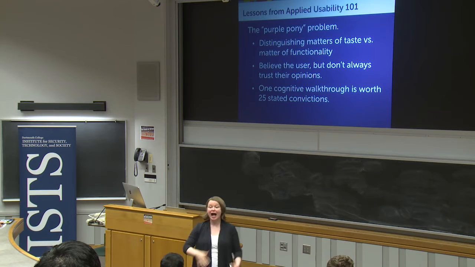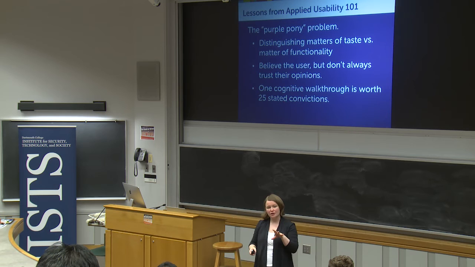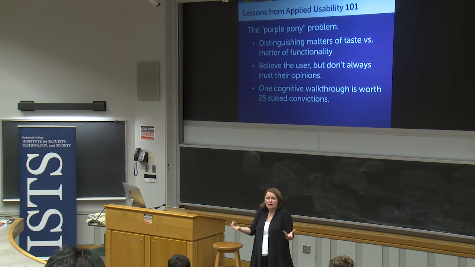And so as a tool developer, it's really tricky to know, okay, this user is asking for a purple pony, and that user is asking for an orange octopus, and this other user is asking for a green seahorse. Like, what is real? What feedback can I actually trust from users?